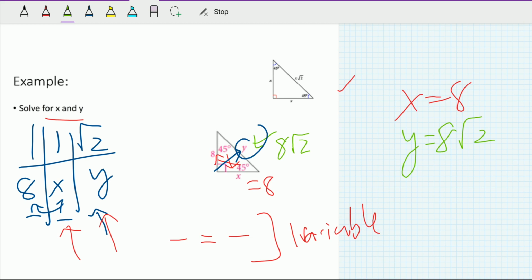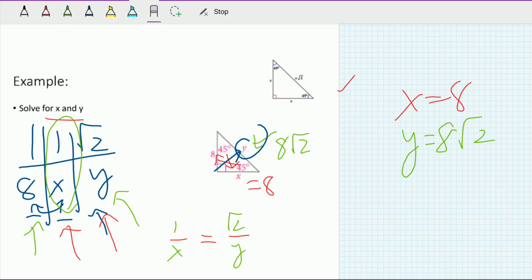Obviously, I am either going to solve for the x or the y. Let's just say I'm going to solve for x first, just because it's the first letter. Which other fraction should I use? Let's just say for whatever reason you choose square root 2 over y. You're going to see right now why this is not going to work. If we cross multiply, I get 1 times y equals y, and then I get x times square root 2.